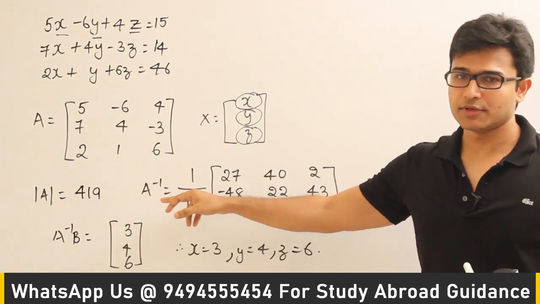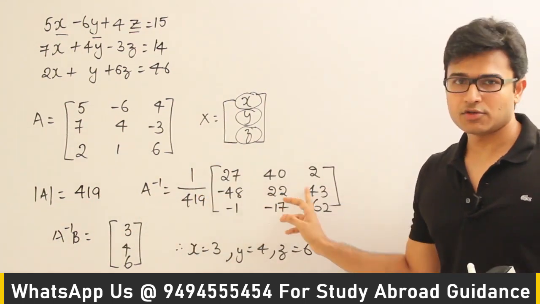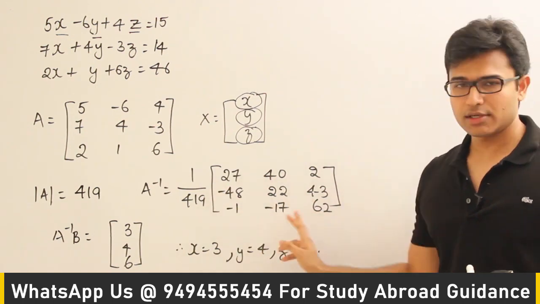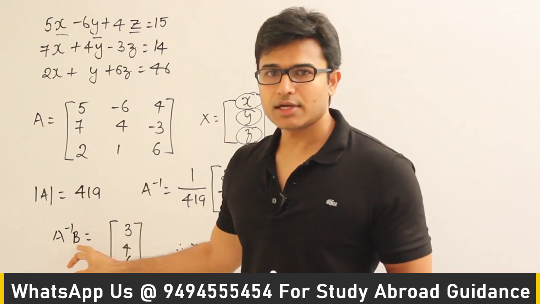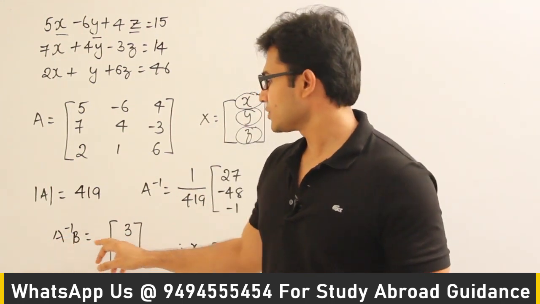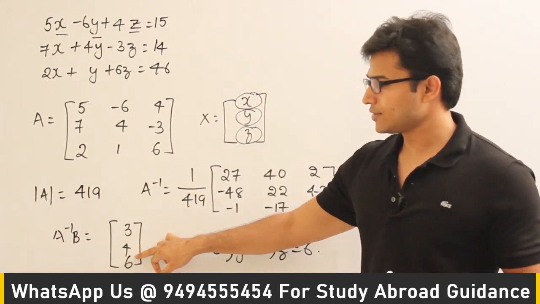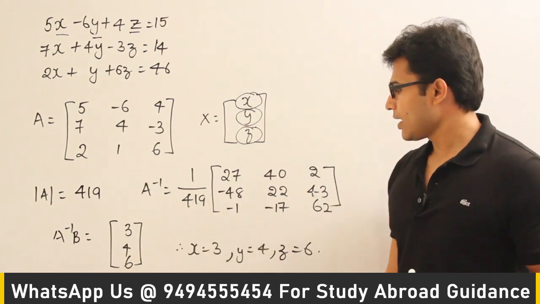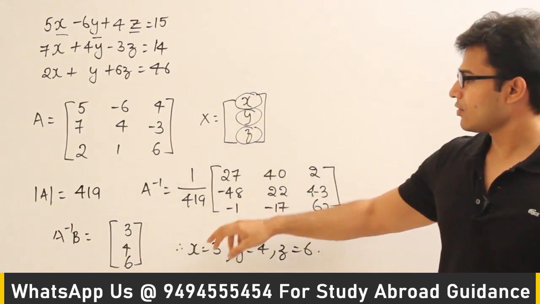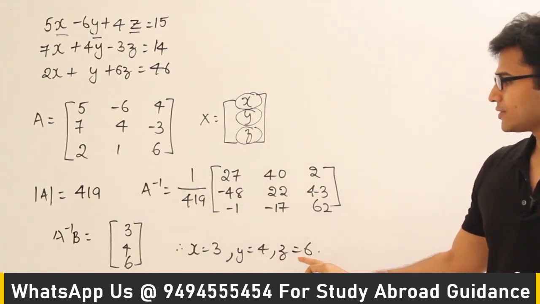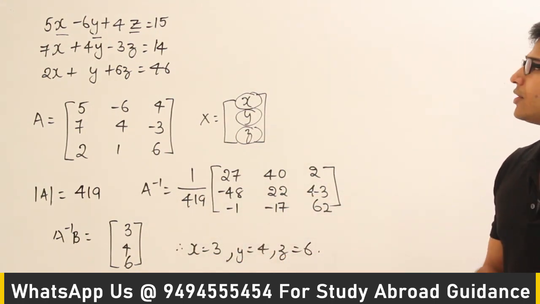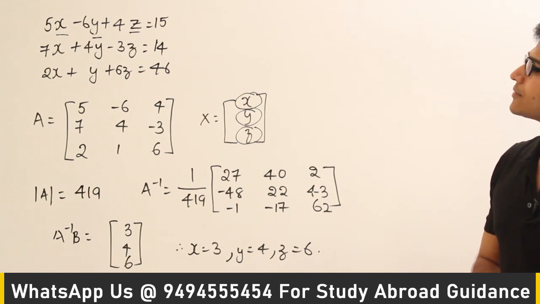So I found A inverse. How? 1 by det A into adjoint A. Once you find out the adjoint A, you will get this. Then you multiply A inverse with B and simplify it. Once you multiply A inverse with B, I got 3, 4, 6 here, right? So x, y, z is now equal to 3, 4, 6. Therefore x equals 3, y equals 4 and z equals 6. Got it? So that is how I solve this.